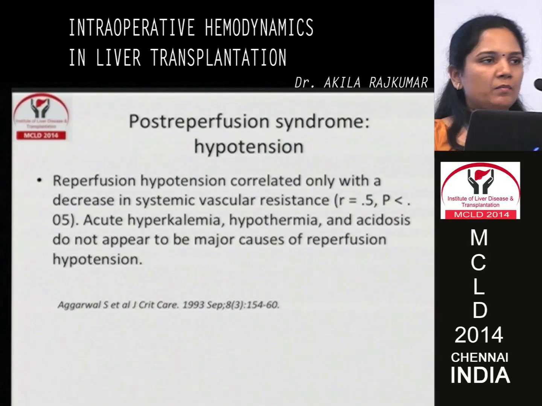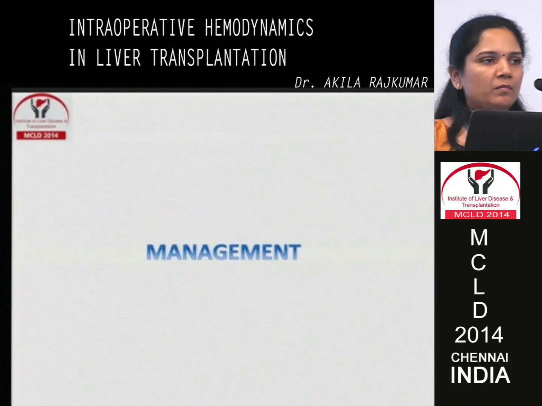Initially, it was thought it was only the cold fluid which was causing the PRS, but lots of mediators have been found: the complement mediators, and activation of the bradykinin-kinin system, which causes a decrease in systemic vascular resistance. Other factors are minor contributors of hypotension.